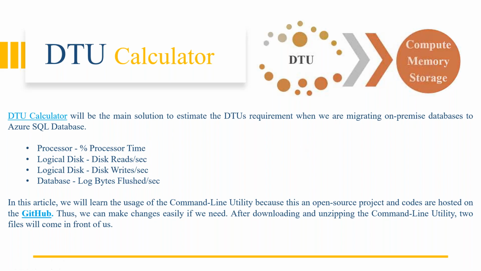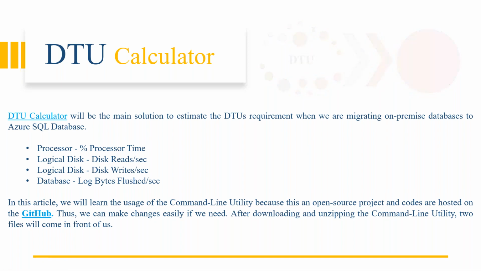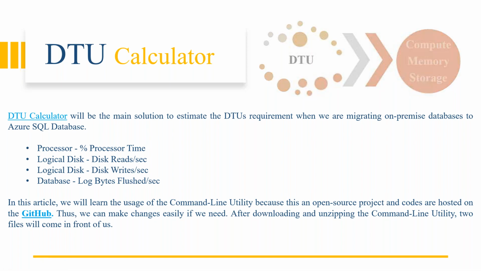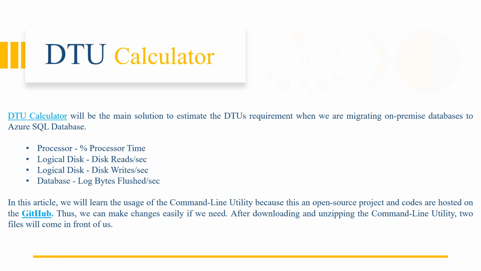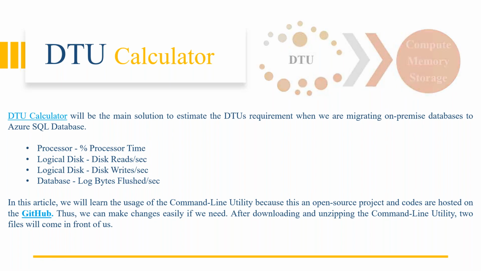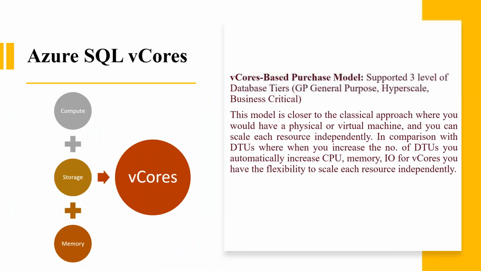See, when we go for DTUs, it's a dependency, sir, where you are working with compute, memory, and storage as purely dependent. But when you go for the vCore purchasing model, it's a classic approach where you are working individually: your core, your memory, your storage. So we are going to select all independently when you deploy either Azure SQL database, Azure Elastic Pool, or Azure managed instance.